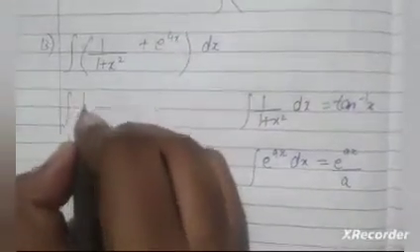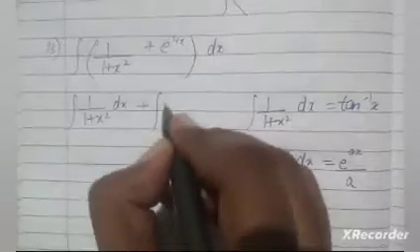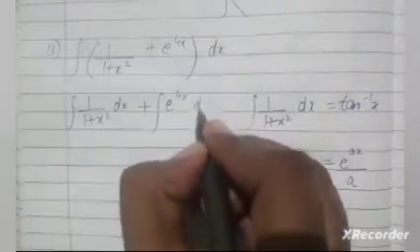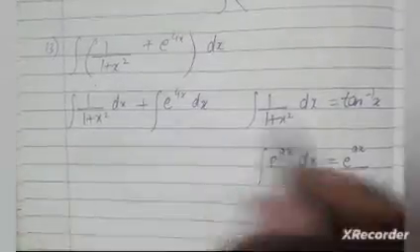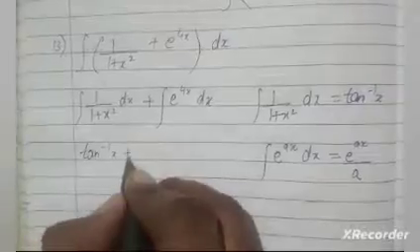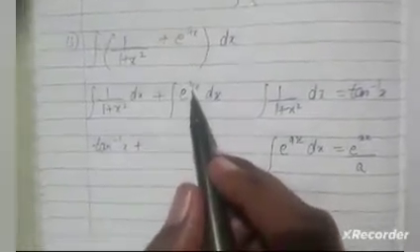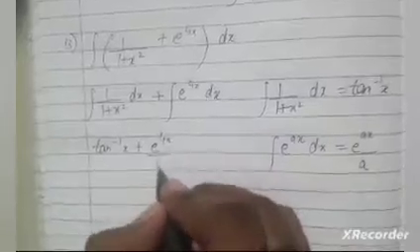So integration 1 by 1 plus x square dx plus integration e to the power 4x dx. So integration of 1 upon 1 plus x square is tan inverse x plus integration of e to the power 4x is e to the power 4x by 4 plus c.